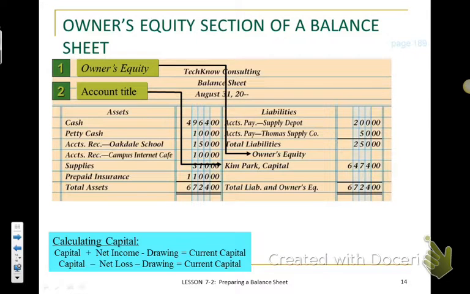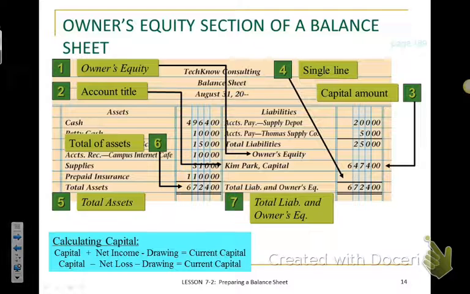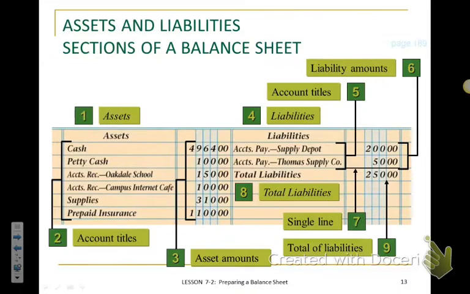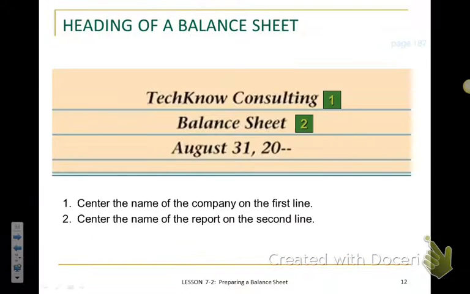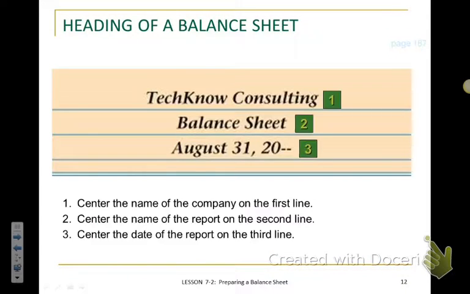If we go back to our worksheet, it's not working properly for me. We'll go back for a minute. If we go back over to our worksheet page, what do you see here for Kim Park's Capital? Do you see 6,474? No, you see 5,000. Okay? So is that balance sheet wrong? It is not wrong. I'm going to show you how you actually get to that total on your balance sheet.